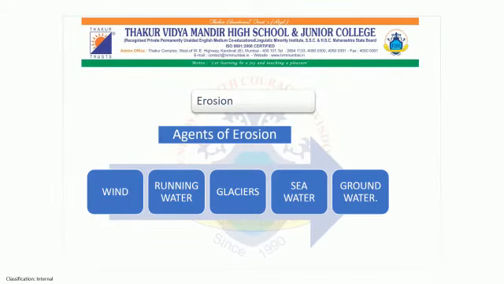Like weathering and mass movements, erosion is also an external process. Now, what is erosion? Erosion is the process by which the surface of the earth gets worn down. Erosion can be caused by various agents of erosion, like wind, running water, glaciers, seawater, and groundwater. We will study the agents of erosion and the landforms produced by them in the next lesson.